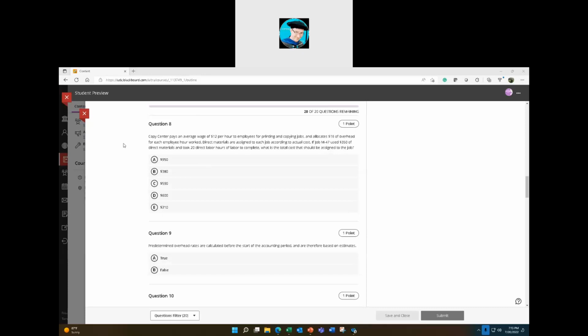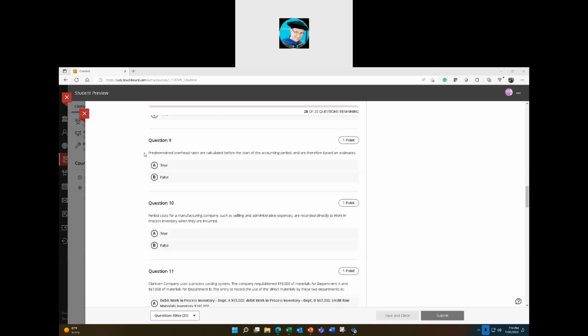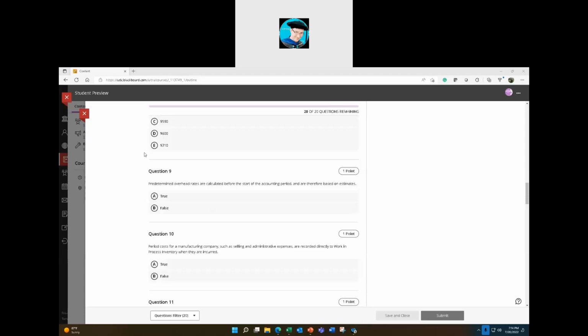Question 8. The copy center pays an average of $12 an hour for the employees and allocates $18 of overhead for each employee hour worked. Direct materials, and so on. Oh, this is definitely job order costing. What is the total cost that should be assigned to the job? Take a look at the job order costing chapter, which is chapter 19. So we did job and process, and I think those were both last week.